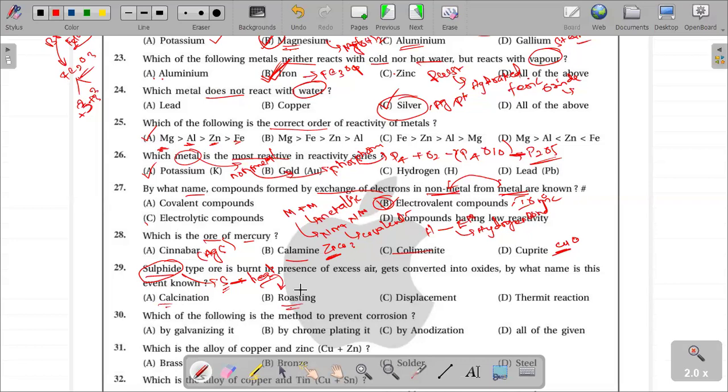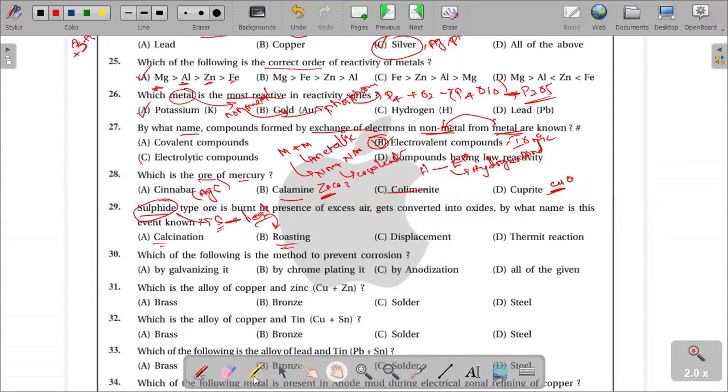Roasting process means, like on a tawa they fry groundnut with sand, same as that they will fry the sulfide ore. That process only we are calling roasting. In the presence of open air, not closing it. Calcination means we should do that process for carbonate ore.